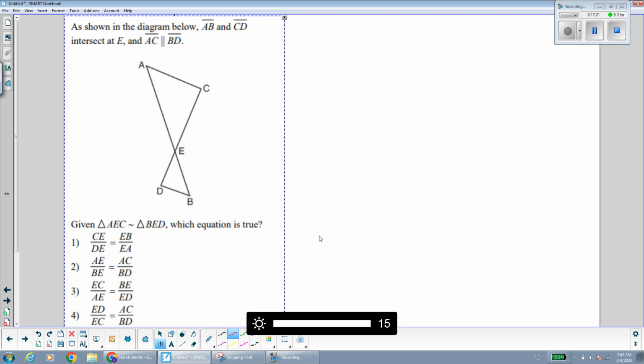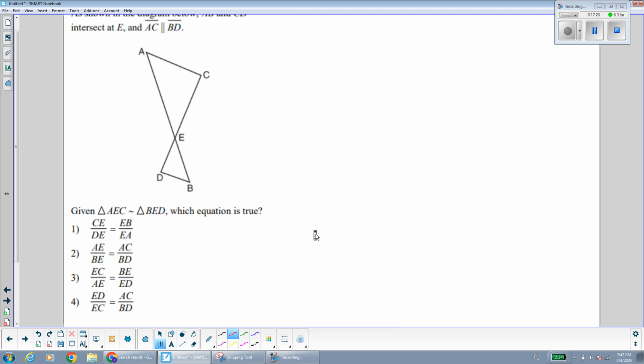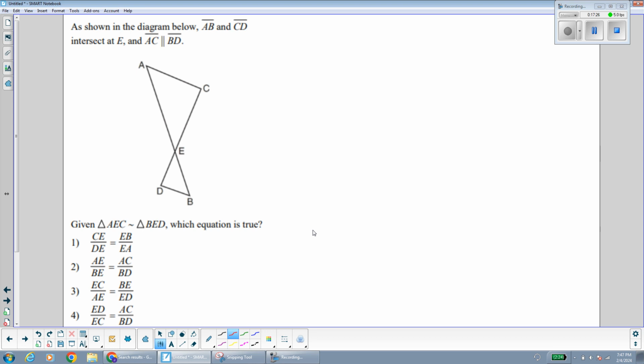Over here, we have a question that deals with proportions. We're told in the question that AC is parallel to BD. So once again, we have the congruent alternate interior angles. Let me make that a bit neater. And we have the congruent vertical angles. So we know the triangles are similar by AA.